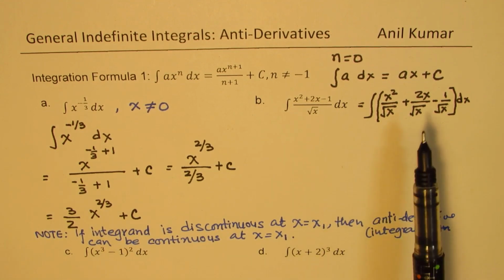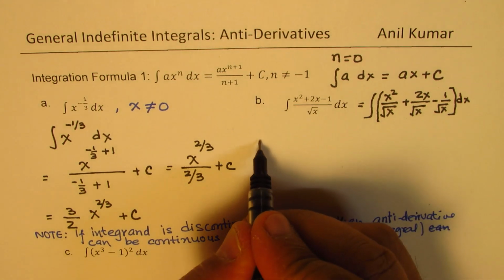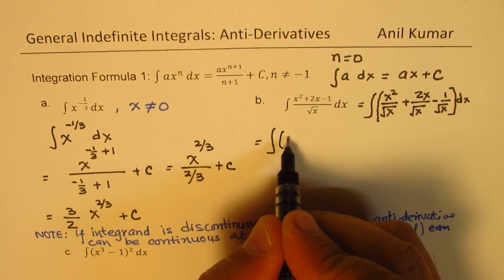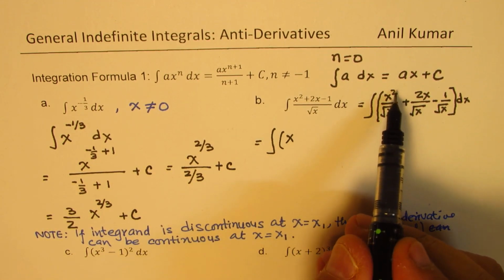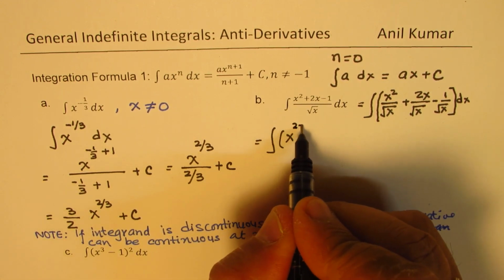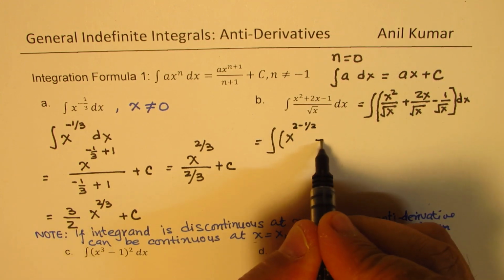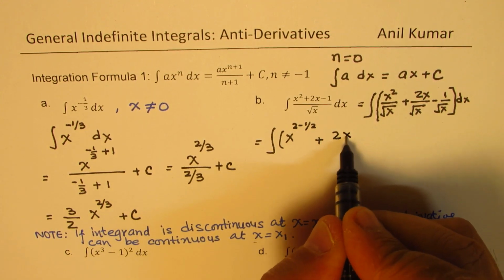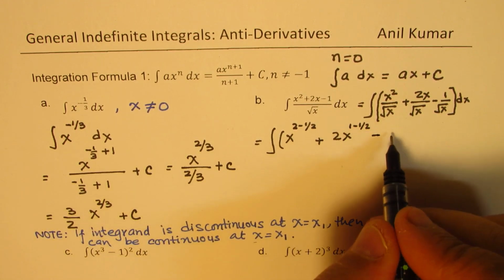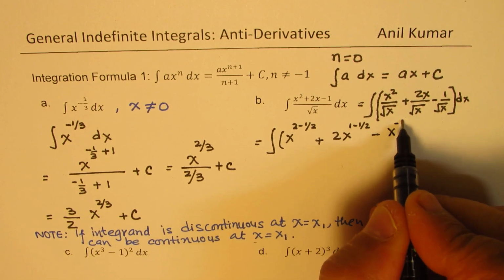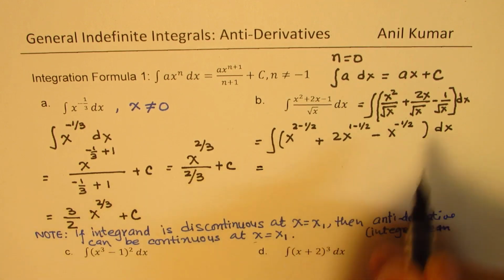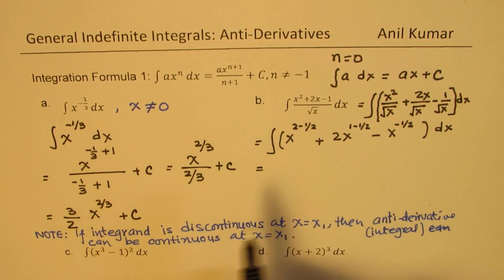Now one more step I will take is to write everything as powers of x, right? So we are looking at x to the power of 2 minus half. So what is 2 minus half? You can write here 2 minus half, plus 2x to the power of 1 minus half, since this is in the denominator, minus x to the power of minus half, dx. Now apply this formula, and don't forget to write c at the end.